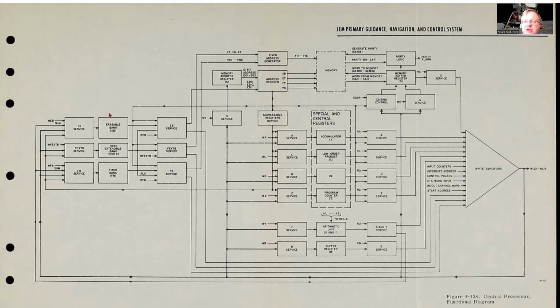So this is a more detailed breakdown of the various registers, what's called the central processor functional diagram for the AGC. Here we talk about some of these central registers. So these are all the different registers. You've got the accumulator, the A register, the low order product, the L register, Q, which is called the quick register, the program counter, the Z register. We've got the arithmetic unit, which is made up of the X and the Y register. And then we have the buffer register, or B register.